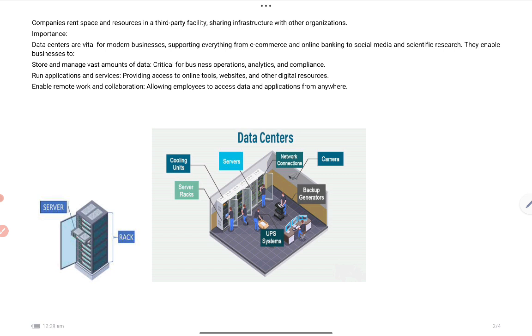For these three operations, a huge amount of data will be stored and managed. Run applications and services, providing access to online tools, websites and other digital resources. Enable remote work and collaboration, allowing employees to access data and applications from anywhere.